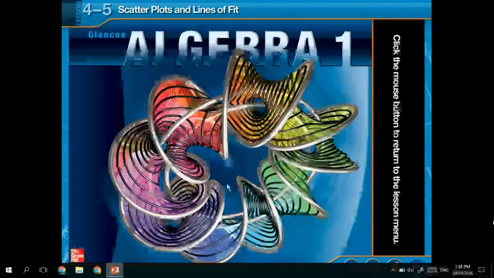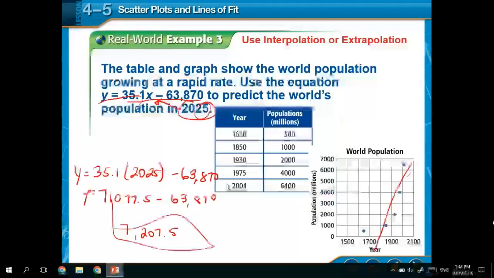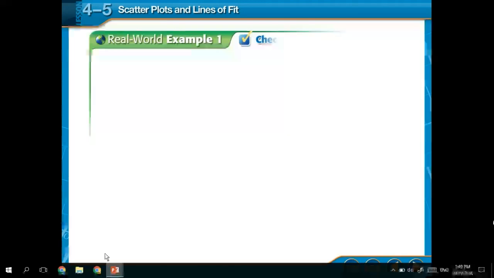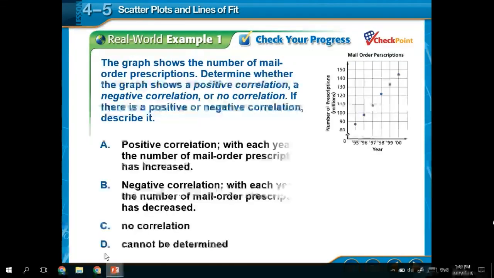And that is called extrapolation. So if you're going outside of the data you have, it's extrapolation. And if it's inside the data you have, so like if I wanted to know the population in 1925, that falls within the range I'm in. So that's interpolation. But 2025, that's extrapolation because it's outside of the range. Anyway, okay, so you guys can check your work or try and do some practice problems.